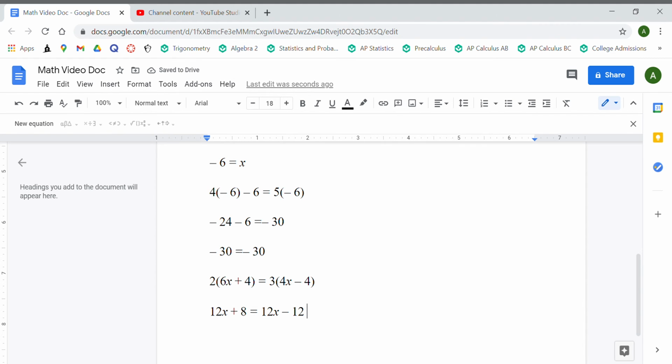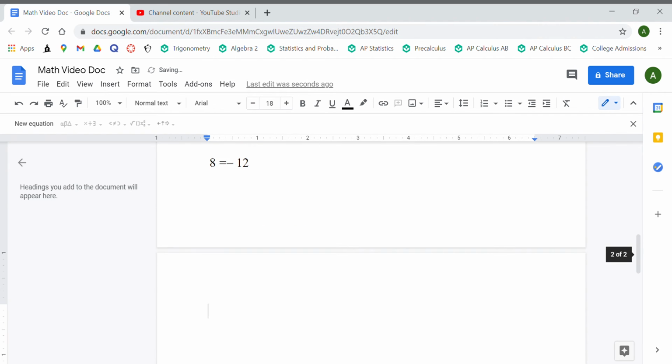Hold on a second. The coefficients are the same. What's going on? Well, let's try subtracting 12x on both sides and see what happens. What a weird solution. What just happened?